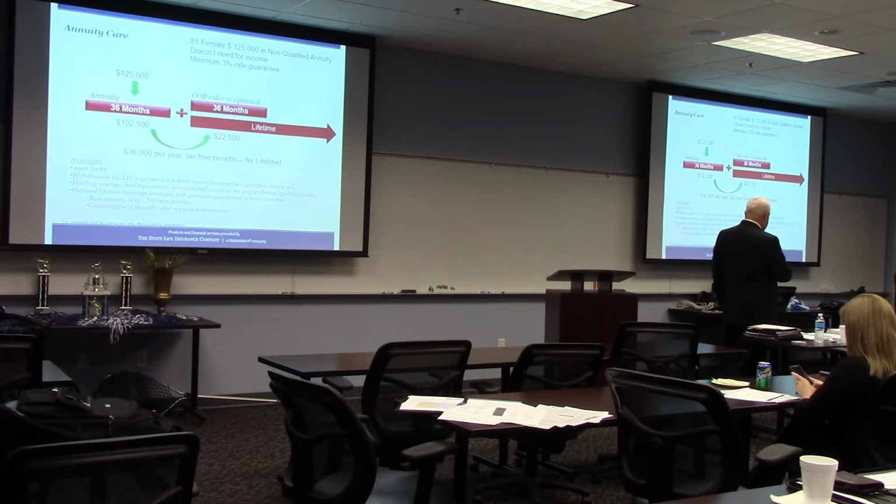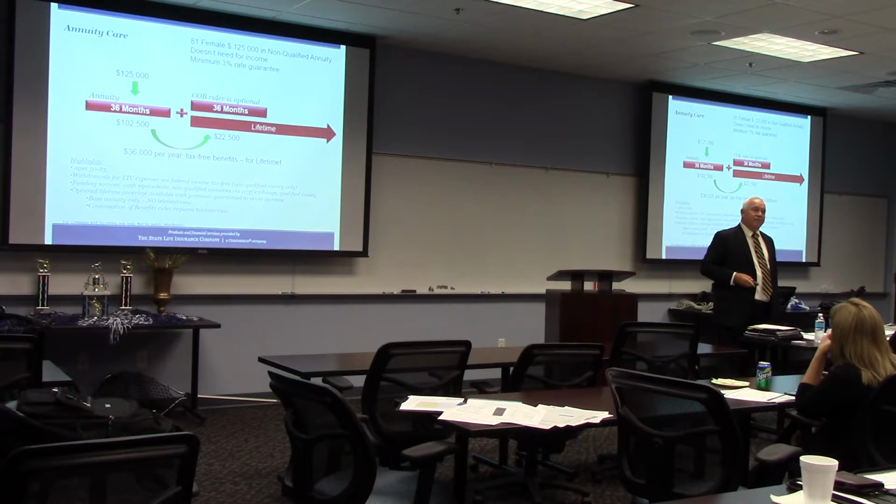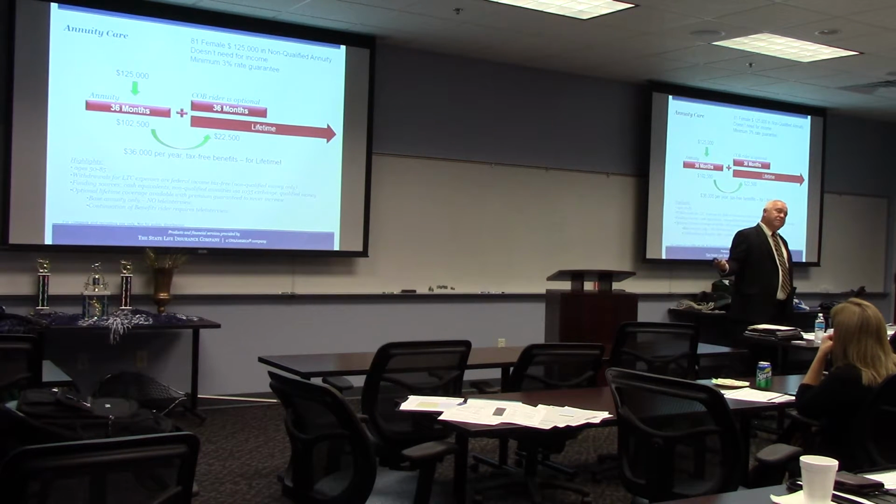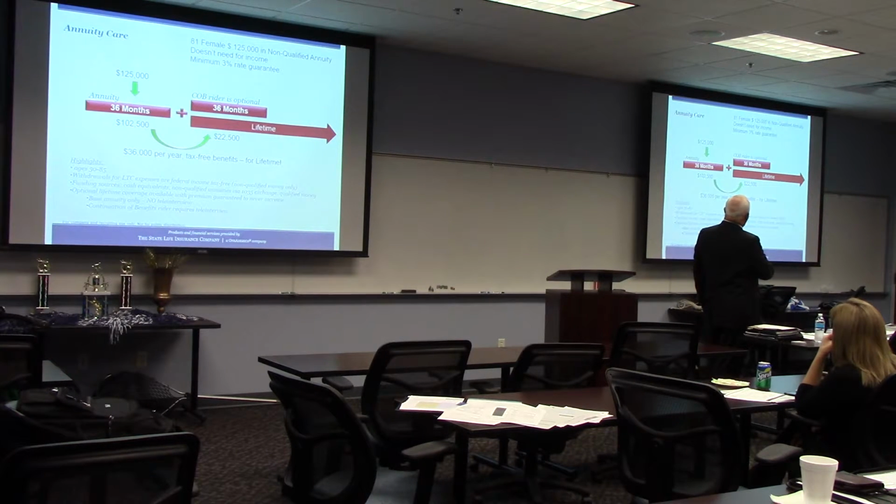So the concept was simply, we could take the entire 125 and do a 1035 all into the base. But here's the other thing we can do. We can split it. Remember, the lifetime rider you could pay for as a lump sum or annual pay. So we said, well, how much does it cost as a lump sum? Now she's 81, so there's no inflation here. It was 22,000. So we split it. We put 102,000 in the base, 22,000 into the paid-up lifetime rider.